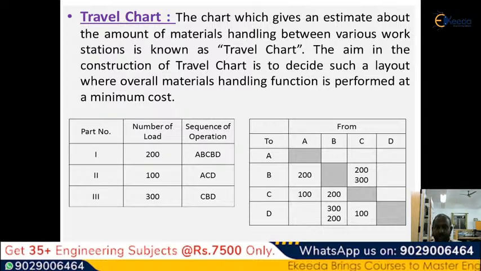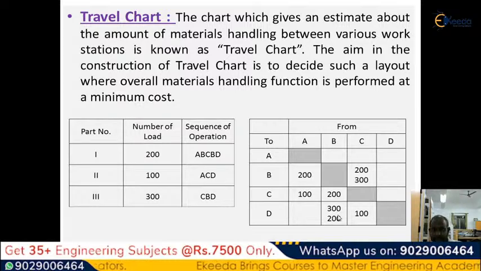Now listen, let me take the first part, that is 200. That 200 is going to travel from A to B first. So A to B is indicated by 200. Then B to C, again I have indicated as 200. Then C to B, I have indicated as 200. B to D I have indicated as 200. So it is going to travel from A to B 200, B to C 200, C to B again 200, then B to D again 200.